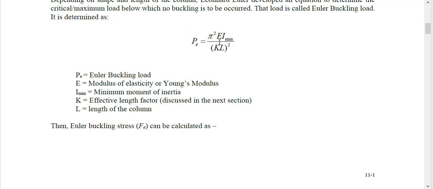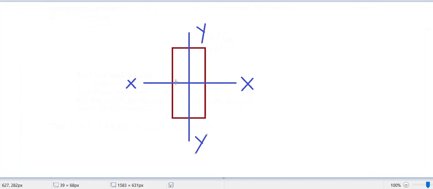Okay, now why I minimum? That is another question. If you can see here, I drew a column. This is my column, and it is not square, it's rectangular. The reason is I wanted to make it different in both axes. So this is x-axis, this is y-axis. Now about which axis your moment of inertia is lower, or in other words, about which axis this column will buckle. My common sense says, if my column is very long, it's not a good diagram, but hopefully you understood.